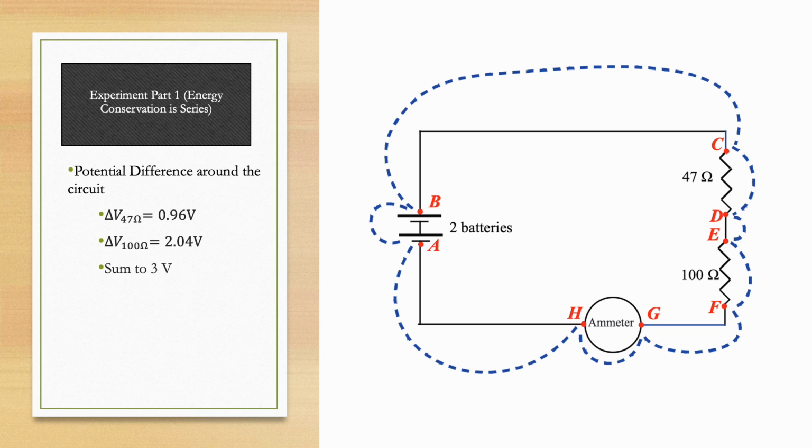From B to C, it is 0 volts. From C to D, the voltage is 0.96. From D to E, it is also 0, and from E to F, it's 2.04 volts. From F to A, it is also 0 volts. The resistors give us a difference in voltages, but the idea is that they should add to 3 volts, which is the total amount of voltage in the circuit. This is because of the loop rule. The voltage given from the batteries should equal the voltages given from the resistors.